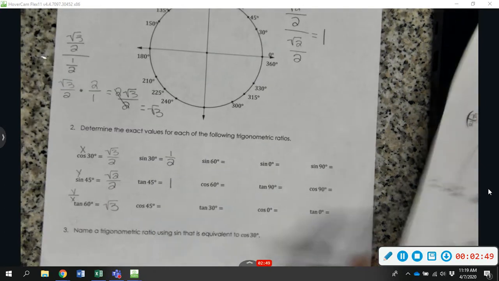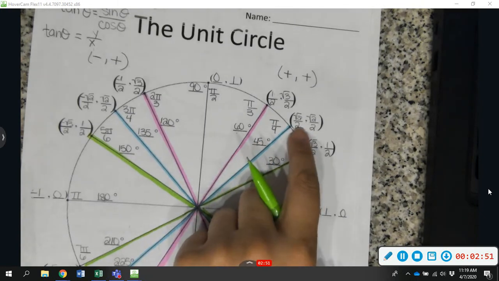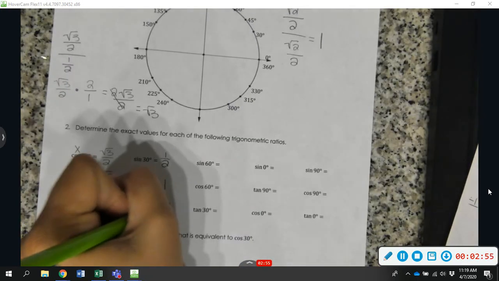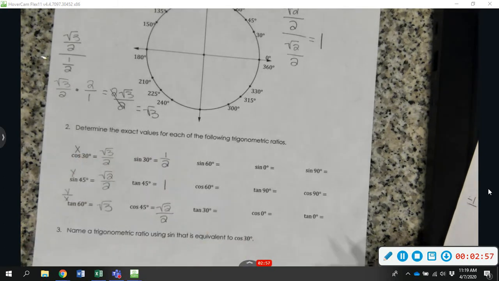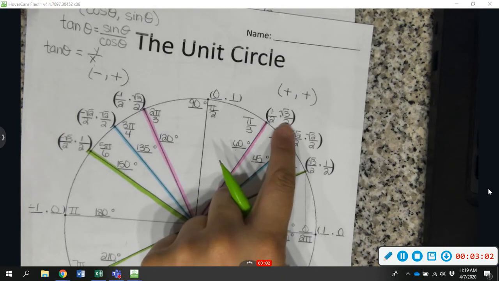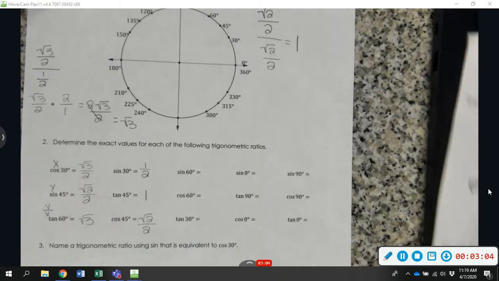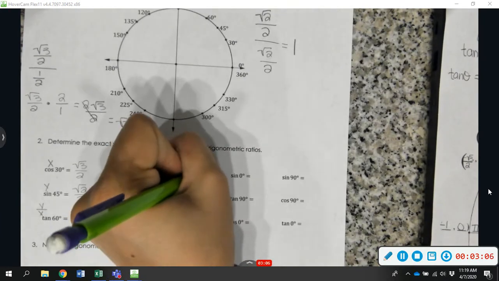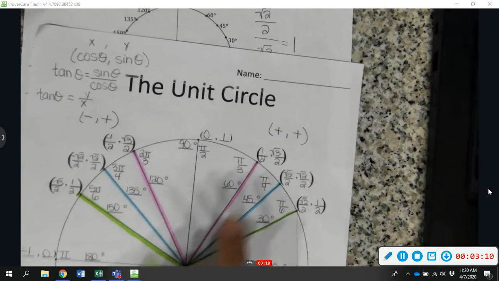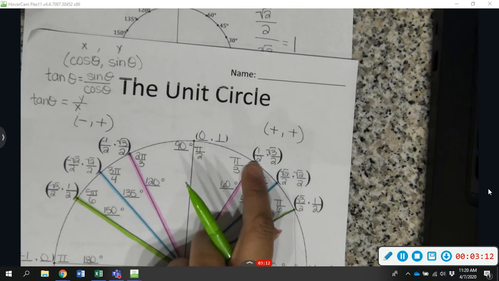Cosine of 45, I go to 45. Cosine is my x value, rad 2 over 2. Sine of 60, I go to 60 degrees. Sine is rad 3 over 2. Cosine of 60, that's the x value. That's just 1/2.